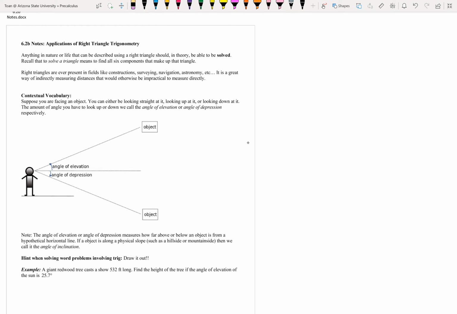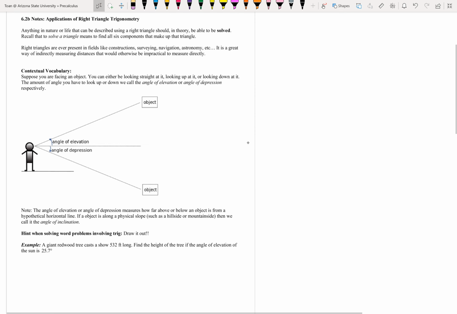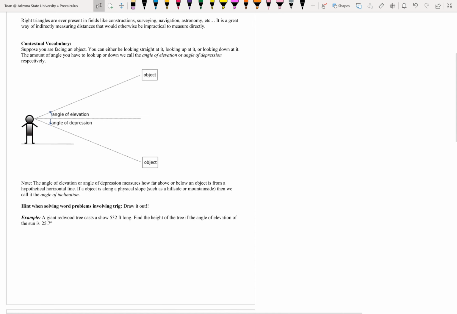So just be mindful of that terminology. There is another term, angle of inclination. If the amount of angle you have to tilt up or down is on a physical ground, like the side of a mountain or the side of a hill, then we call it the angle of inclination. You'll see an example differentiating the two here.